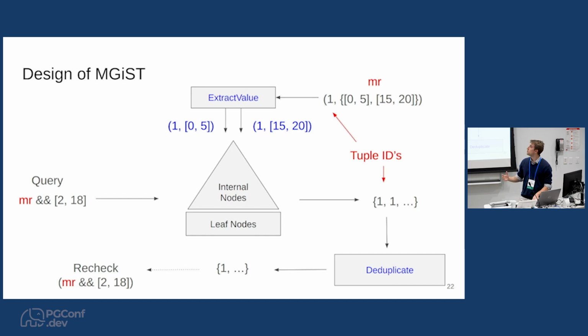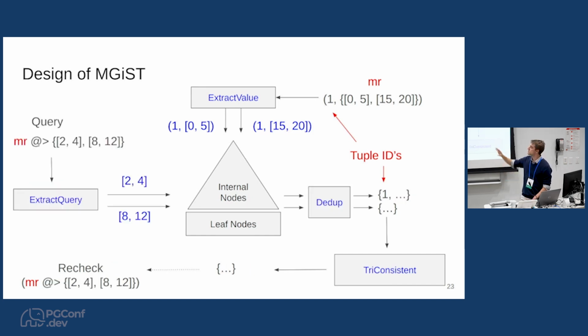And for those who know Gin, they know that extract value is only one part of it. You can also have extract query, which will, instead of splitting the values that you're indexing, split the query value and then apply the same techniques and use a try-consistent method to decide, based on the results of this querying, which of the values we need to return. But I will come back to this later on if I have some time.